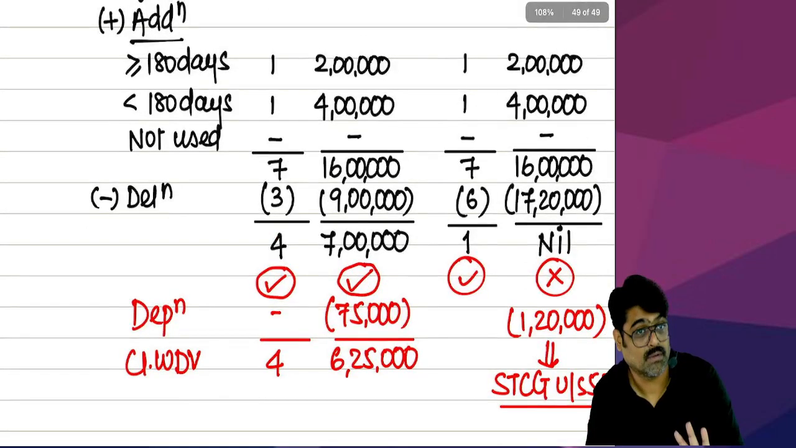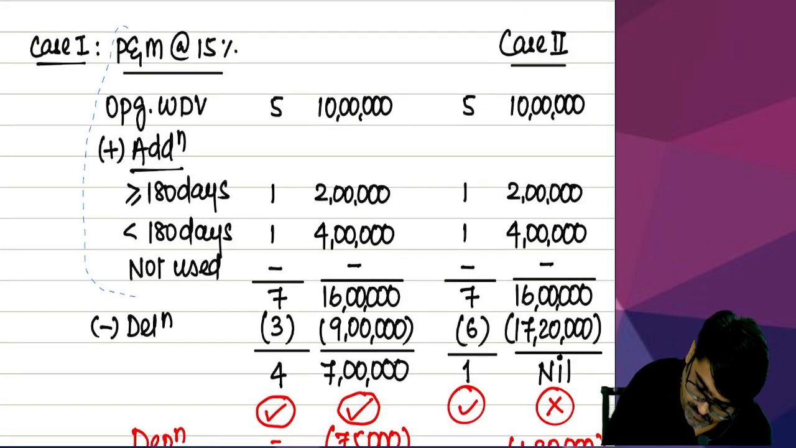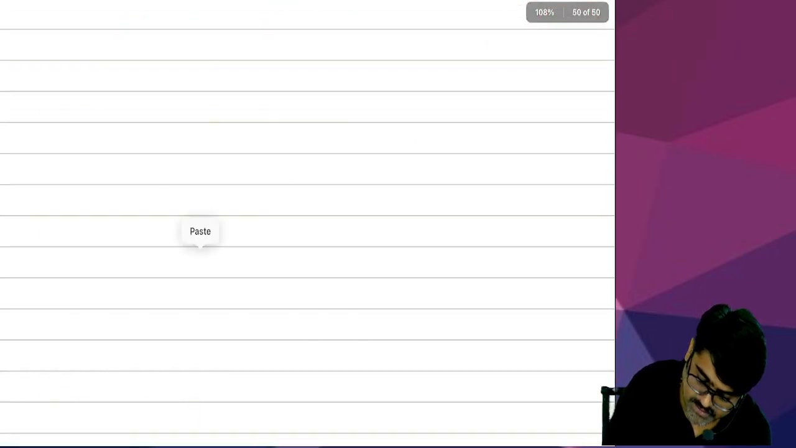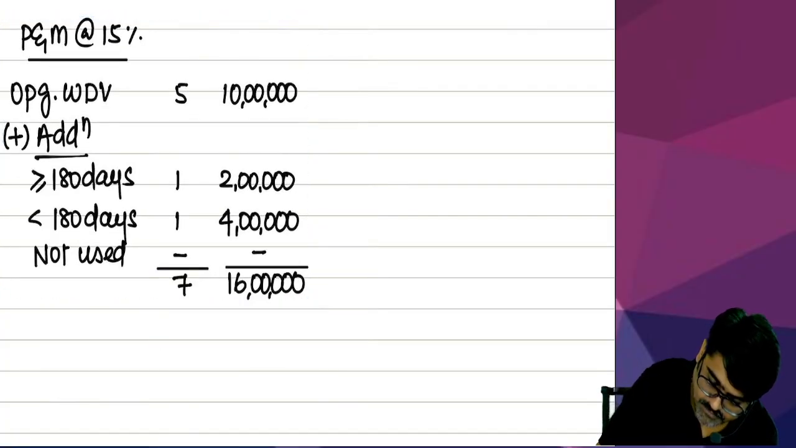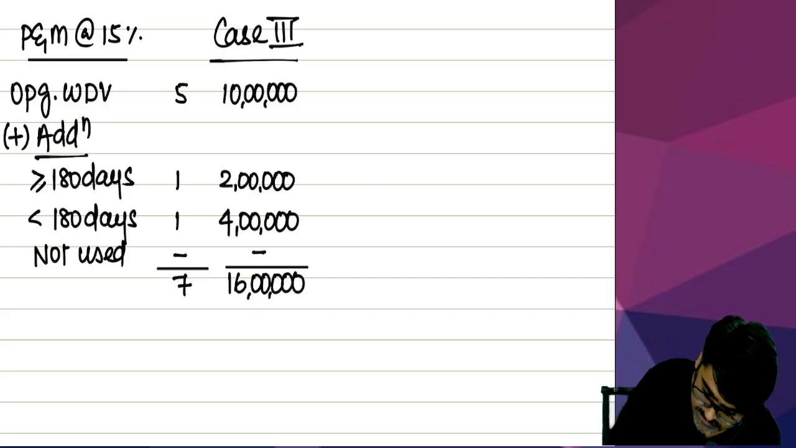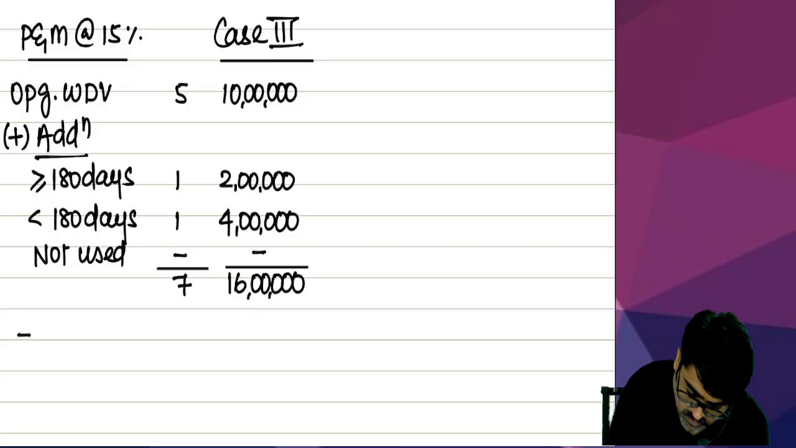Should I move on to the third and fourth case? Again, see, same. Copy and paste. Now this is your case number 3. In case 3, how many assets are there in the block? 7 assets. What is the value? Now out of this, deletions will happen.